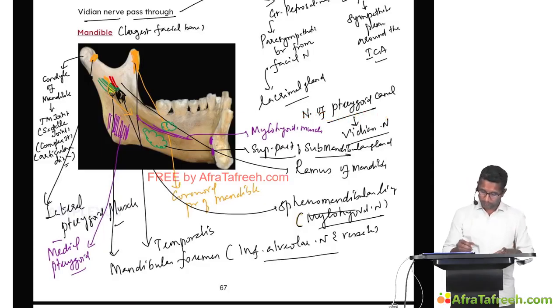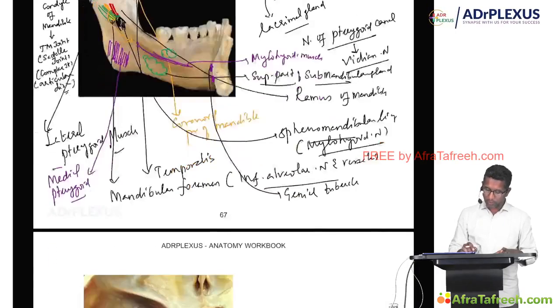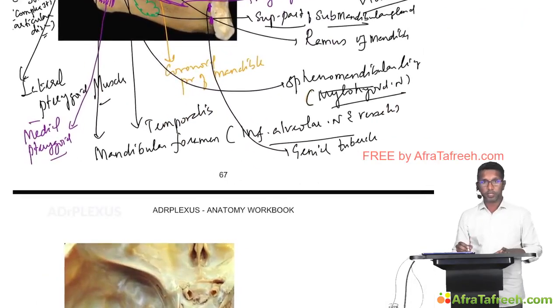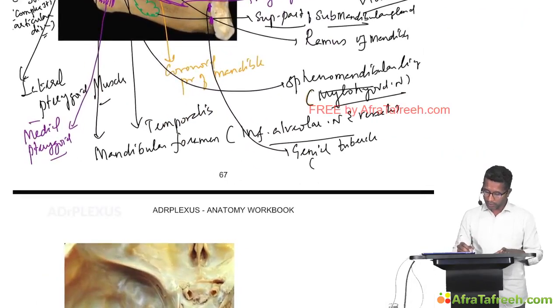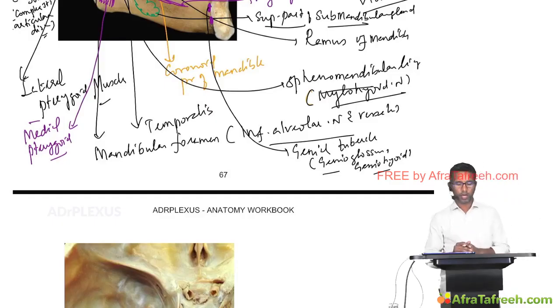These are called the genial tubercles, and these genial tubercles give attachment for the genioglossus muscle and the geniohyoid muscle.